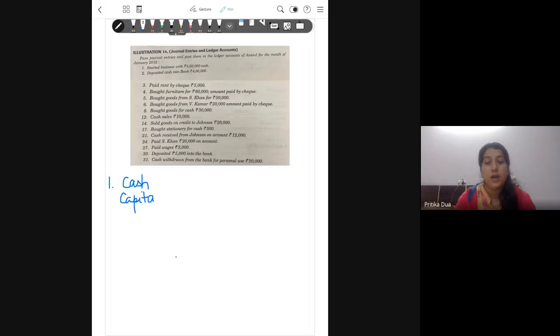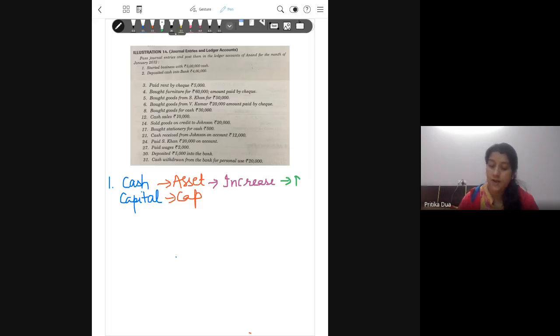Okay, now when you were doing the traditional method, just for your information, for clarity, cash we were taking as a real account, while capital was being taken as a personal account. Okay, here this will be easy for you, that you can directly identify cash is an asset, while capital is basically the capital account. Okay, now what rule is followed? Rule is, if assets increase, they are debited. Okay, while for capital, if the capital increases, then it is credited.